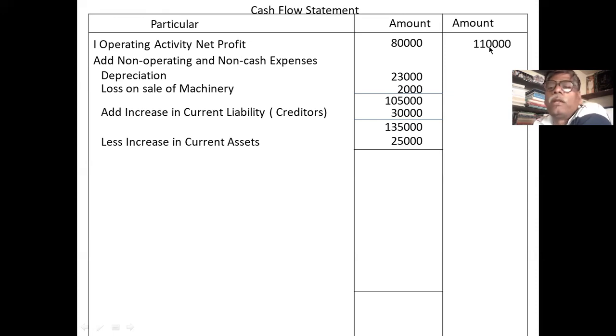This 1,10,000 is called as cash from operating activity. This is an inflow.